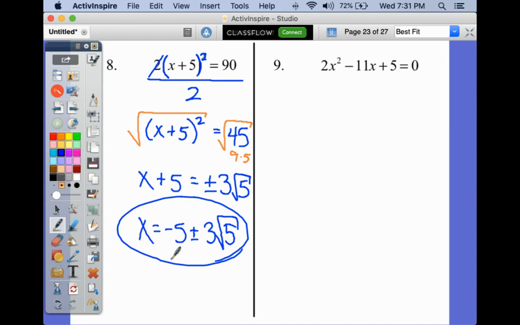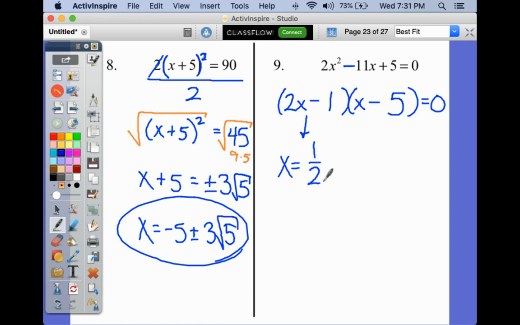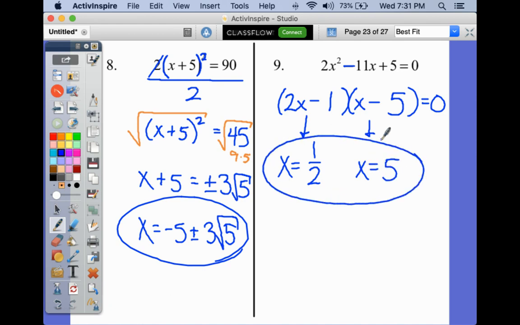All right, next one, it's a trinomial. I'm going to attempt to factor it. I'm going to have to use 2x times x to make the 2x squared. 5 is only going to be 5 and 1, and since we're adding to a negative, I know I need to use negative. And to get to 11, I want the 5 opposite the 2 to make 10, and then 10 minus 1 more is going to give me 11. So we're going to have x equals +1/2 from that factor, and x equals 5 from that factor.